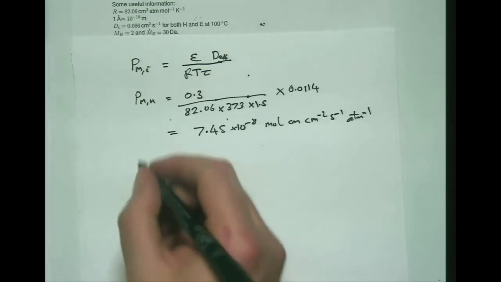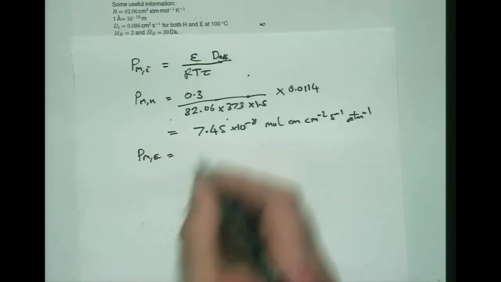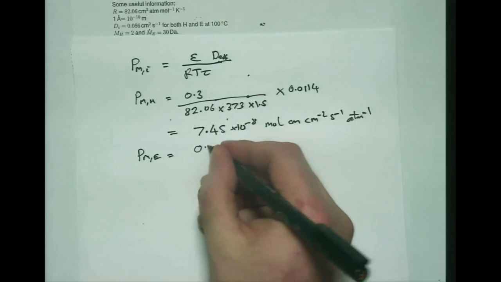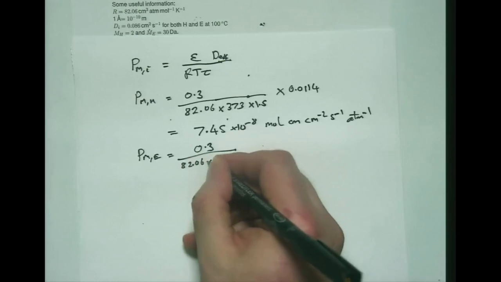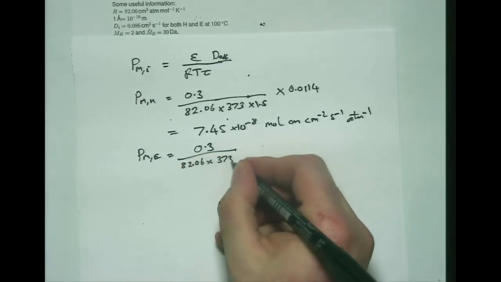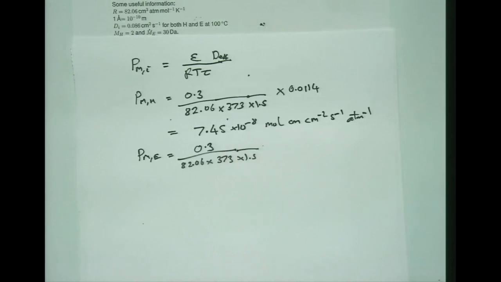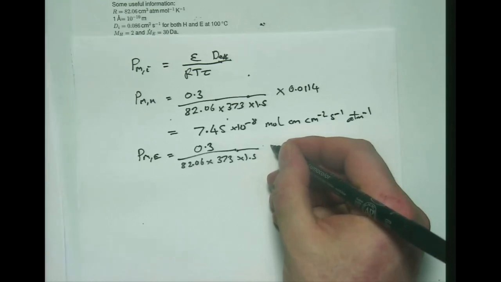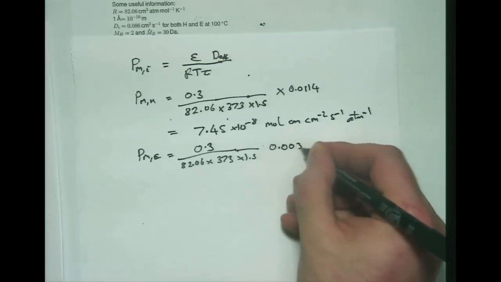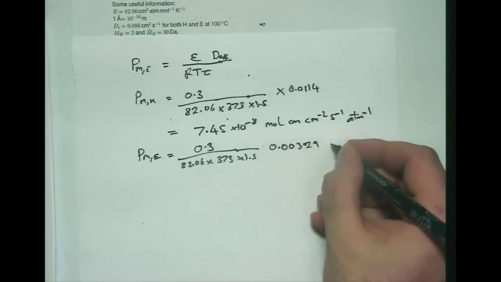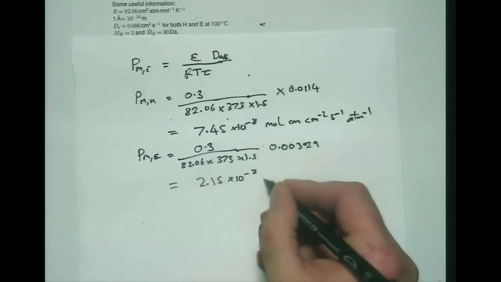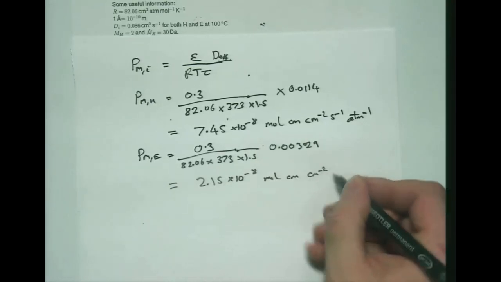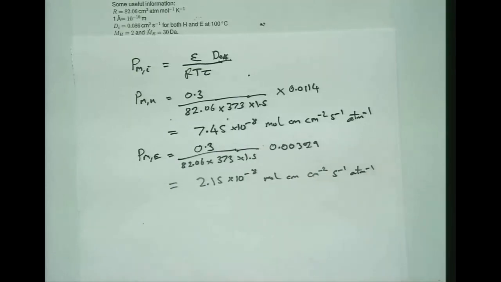We can do exactly the same for our ethane. Again, it's the same membrane, so it's the same porosity, the same ideal gas coefficient, same temperature, same tortuosity. The only difference is the effective diffusivity, which for ethane is 0.00329. So that gives us 2.15 times 10 to the minus 8 moles centimetre squared per second per atmosphere.